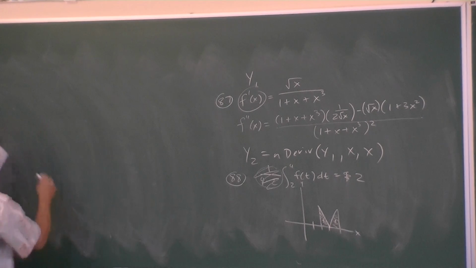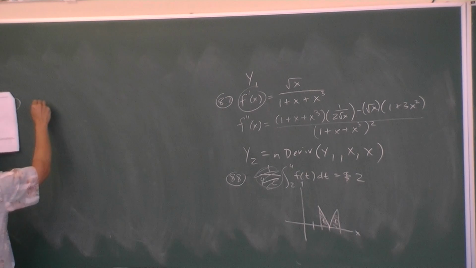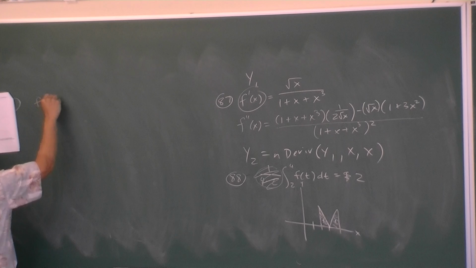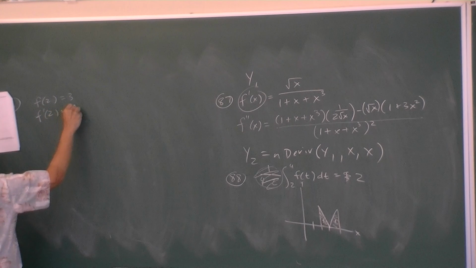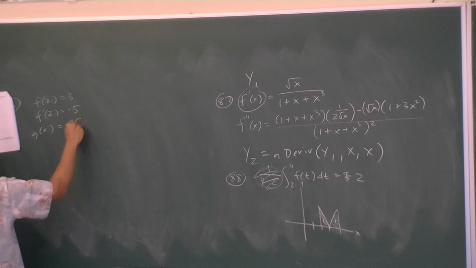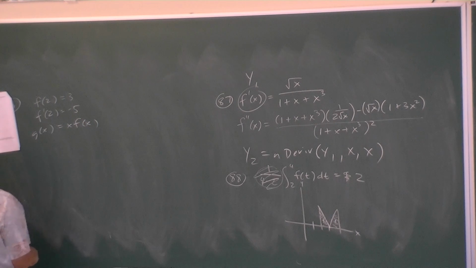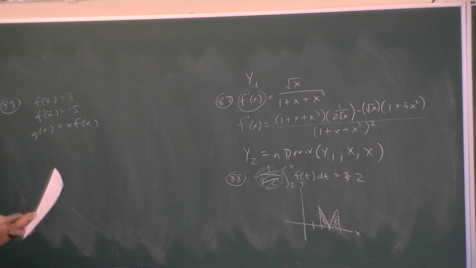Number 89. Hey, we're zooming through this. Yeah, baby. 89. F is a differentiable function. F of 2 is equal to 3, which of course means, let's just write it down, F prime of 2 equals negative 5. And G is a function defined by this. Which of the following is the equation of the tangent line to the graph of G when x is 2?